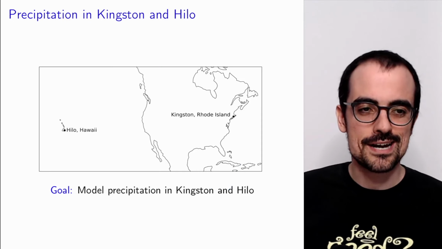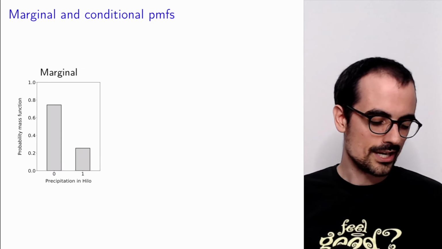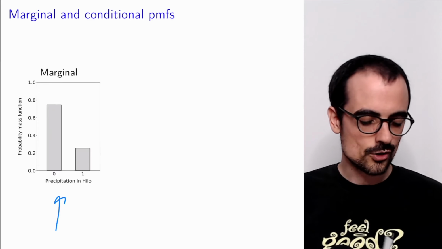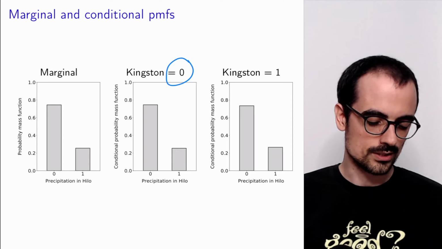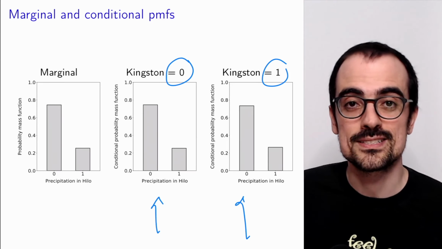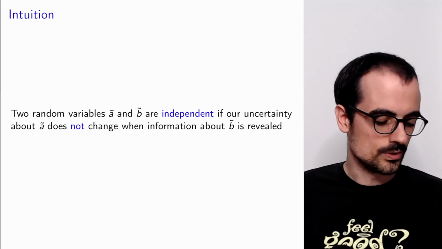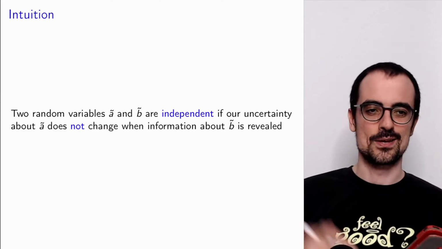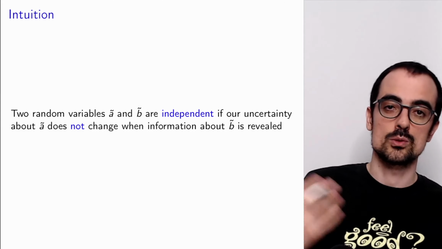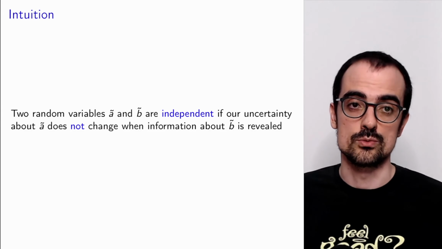What happens when we compare a station in Hawaii and in Rhode Island? Well, here we compare the marginal of the precipitation in Hawaii with the conditionals on whether it's not raining in Rhode Island or it's raining in Rhode Island. They're essentially the same. When this happens, we say that the two random variables are independent, which is not that surprising given where Hawaii is and where Rhode Island is. So we say that two random variables are independent if our uncertainty about one does not change when information about the other one is revealed.